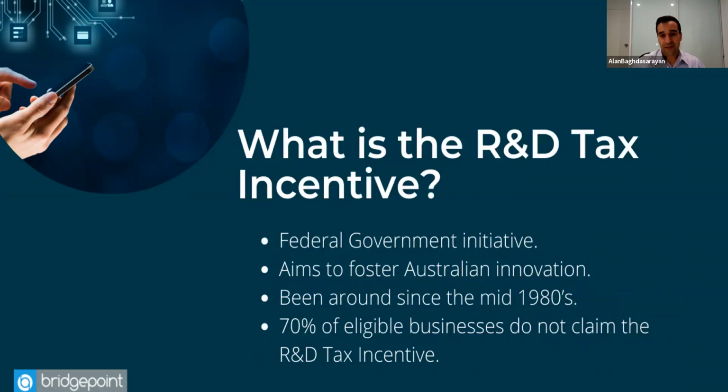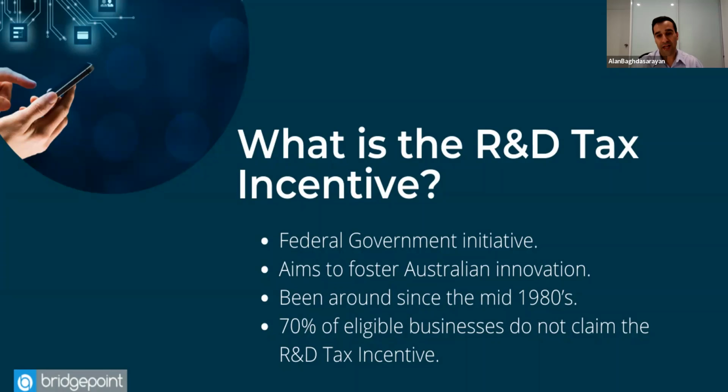So what is the R&D tax incentive? As I said before, it's a federal government initiative. It's actually been around since the mid-1980s. It was written in 85 and enacted in 1986. Since then, it's only gone through one major overhaul, and that was in July of 2011, where it changed from the R&D tax concession to the R&D tax incentive, just to keep up with the times and the shifts in technology, in particular around how software R&D was categorized. But the underlying aim remained the same. It was to help foster Australian innovation.